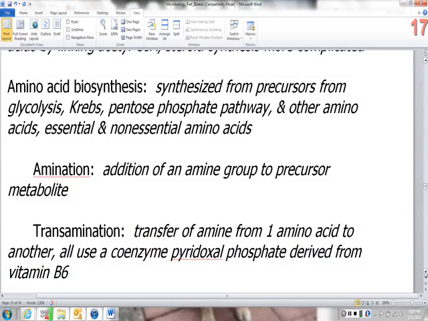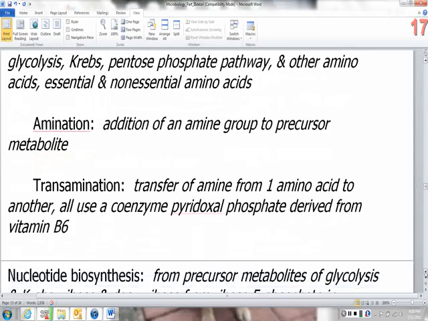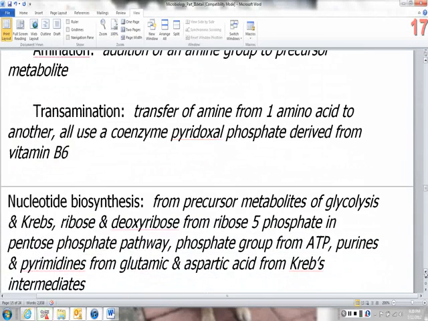Amination is the process of adding an amine group to the precursor metabolite. Transamination is the transfer of an amine from one amino acid to another. All transamination reactions involve the use of coenzyme pyridoxal phosphate derived from vitamin B6.